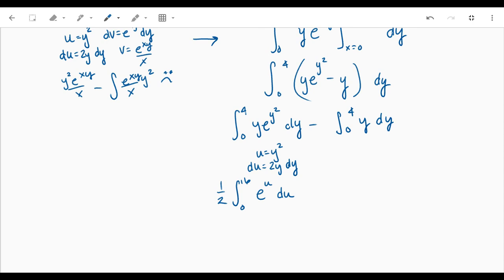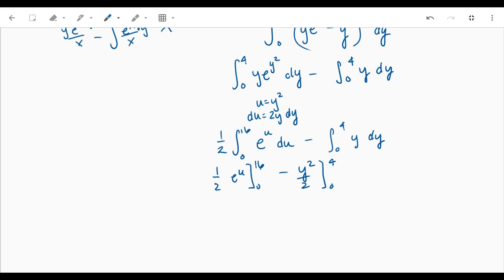Okay, so let me just spot check here, make sure I did it right. e to the u would be e to the y squared. du would be 2y dy and the 1/2. There we go. Okay, minus the integral from 0 to 4 of y dy. We're going to have 1/2 e to the u from 0 to 16 minus y squared over 2 from 0 to 4.